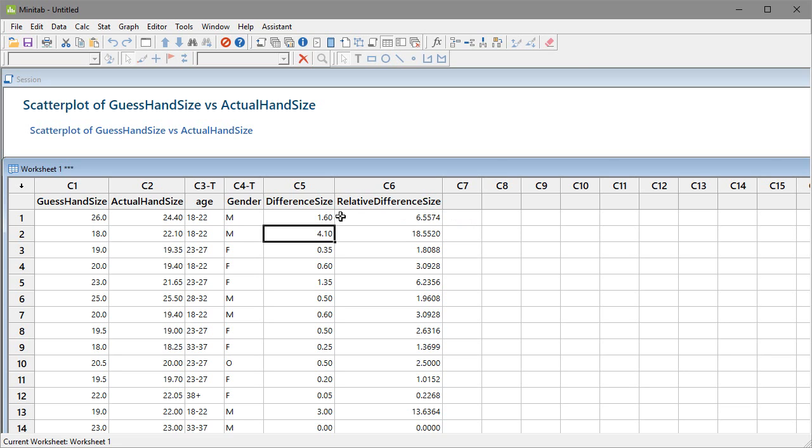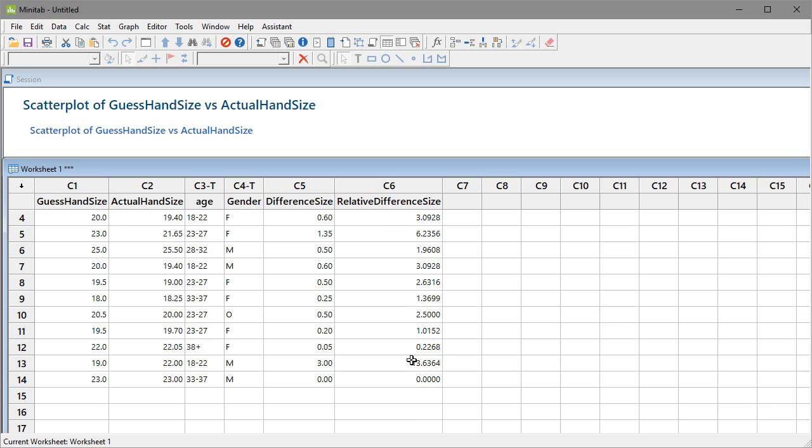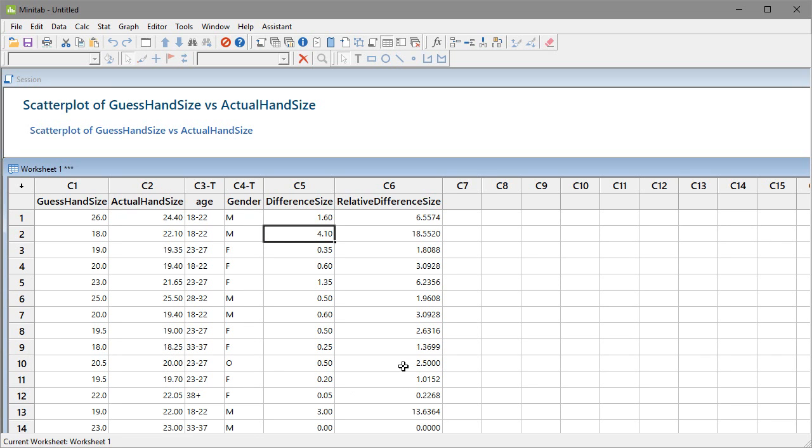So here you can see a 1.6 is actually a 6% difference compared to the 4, which is actually an 18% difference relative to the person's actual size of their hand. So this is where these percentages come from. Oh wow, like 13%, that's kind of crazy, right? Well, it's 13% here because they're 3 off from that 22. So basically we're taking that 3 and dividing it by the 22 to get that.